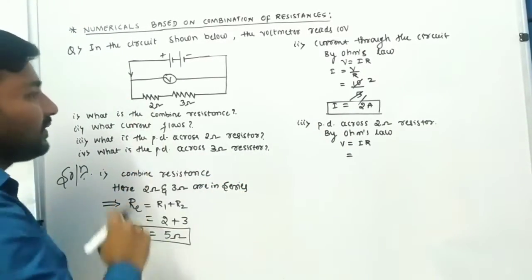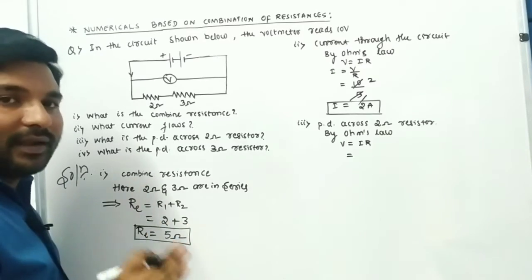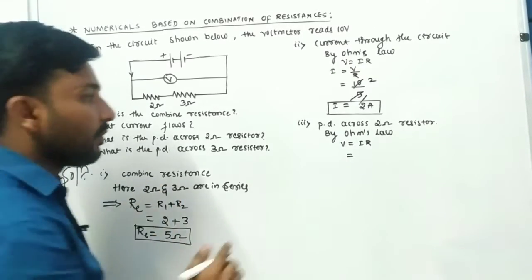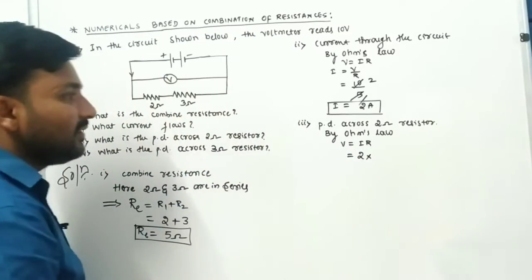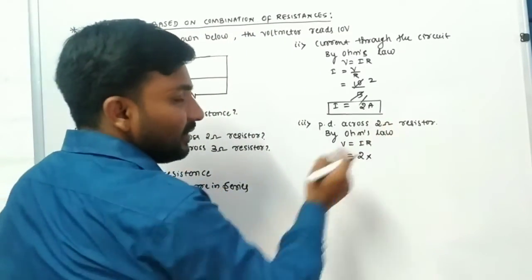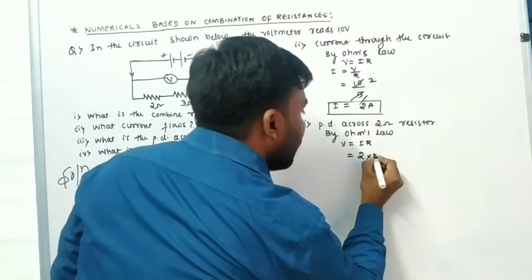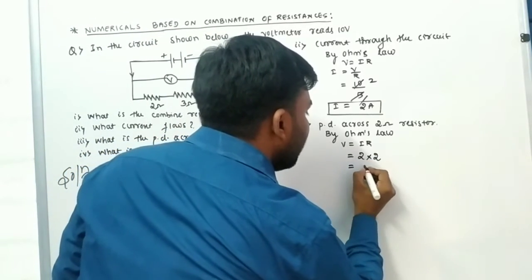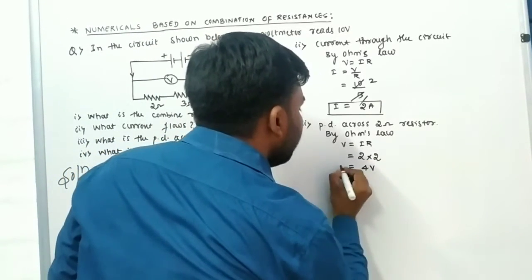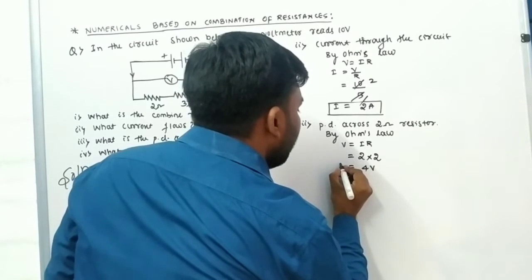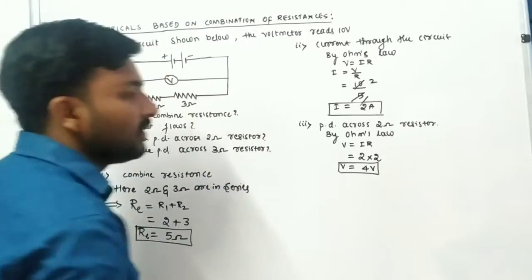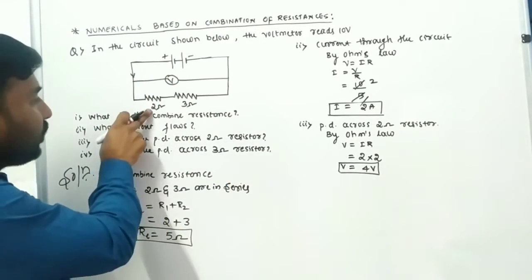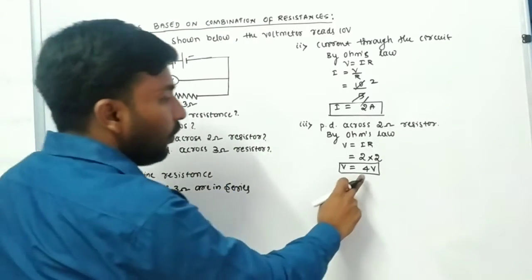Why? Because these two resistors are in series. So whatever the current is flowing, it is the same. So current is 2 ampere. And what is the resistance? Resistance is 2 ohm. This is equal to 2 into 2, it is 4 volt. So the potential difference across the 2 ohm resistance is 4 volt.